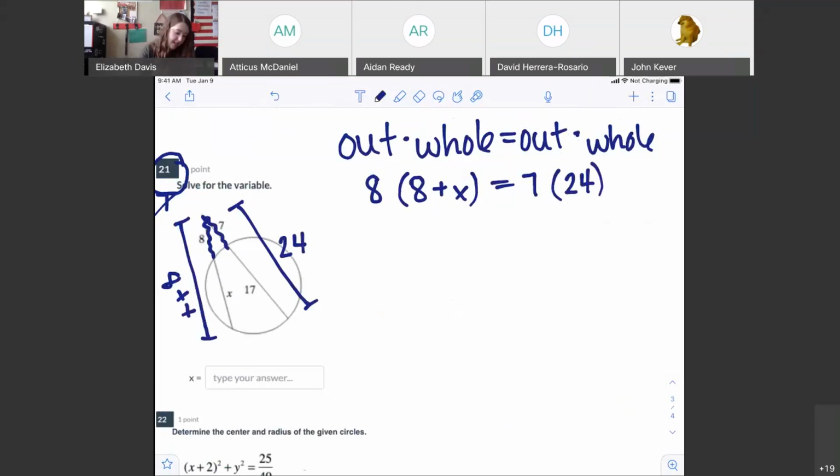So now we'll start to solve this guy. We'll distribute our 8 through. 8 times 8 is 64, plus 8 times x is 8x equals, what's 7 times 24? 168, good deal.